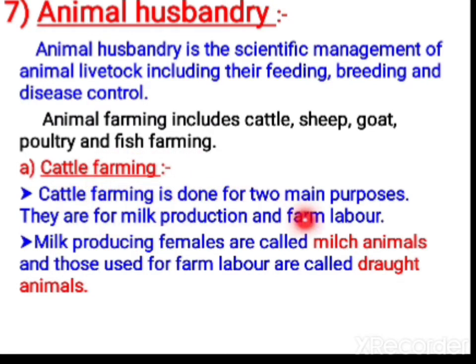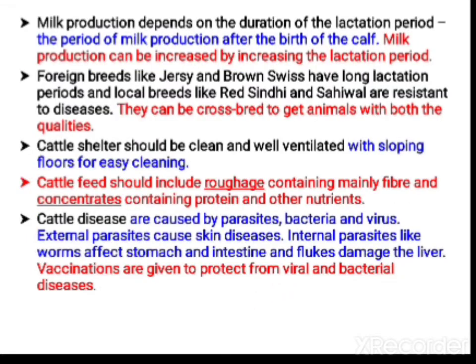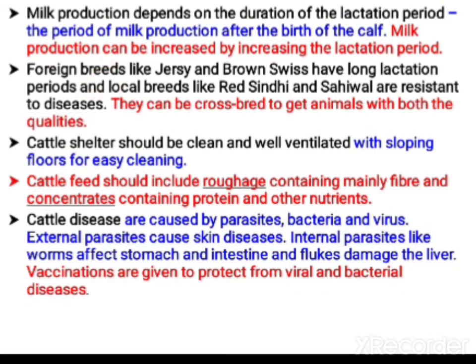In cattle farming, there are two main purposes we are growing the animals, either for milk or for labor. So milk animals, you call that as milk animals, and the other one draught animals. So we are using them for labor. Milk production depends upon the duration of the lactation period. So here the better milk yielding varieties of cows have been chosen and are being grown, and the lactation period, the duration of milk yielding time, has to be increased. The varieties which are showing better yielding time have been chosen and grown.